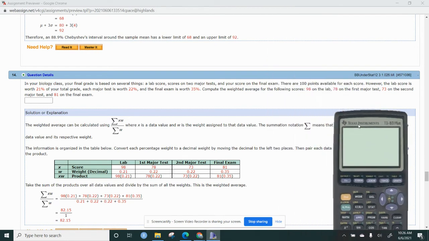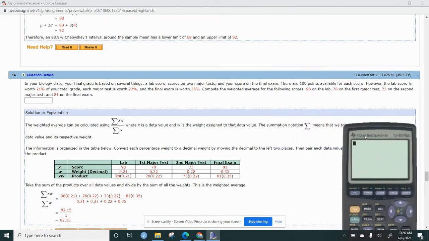Okay, so in your biology class, your final grade is based on a few things: a lab score, scores on 2 major tests, and your score on your final exam. And there's 100 points on each of these scores, but they're all weighted differently. So your lab score is 21% of your grade. Each test, and remember you had 2, is 22%, and your final exam is 35%.